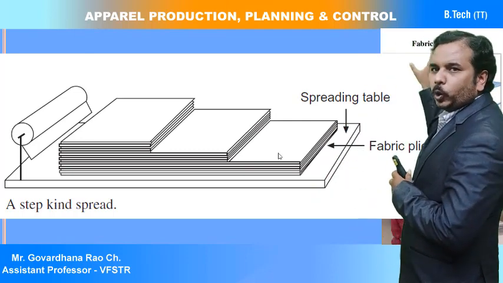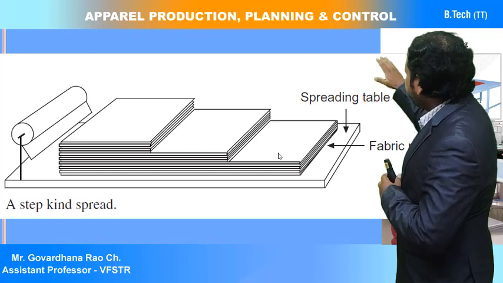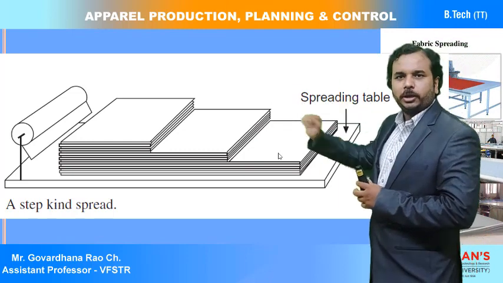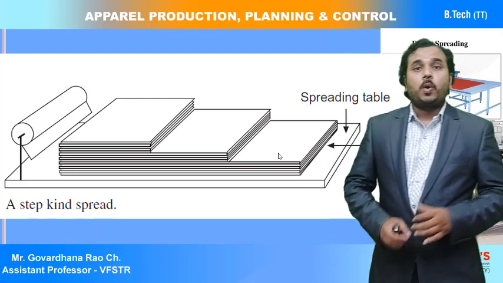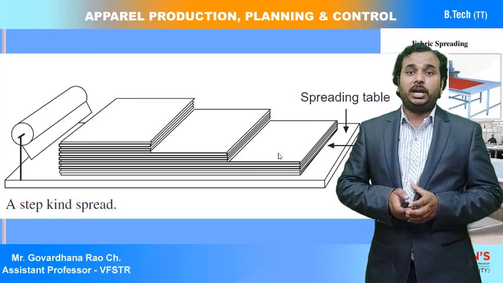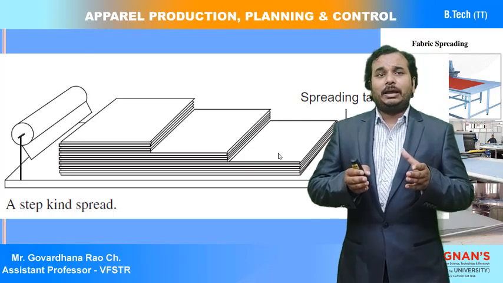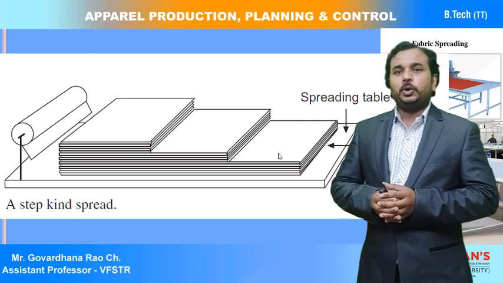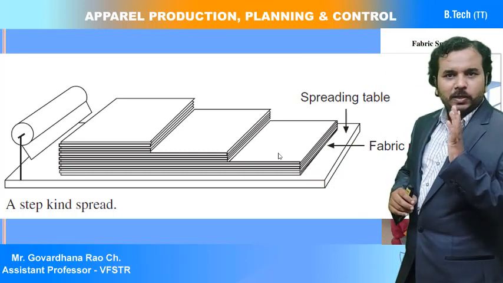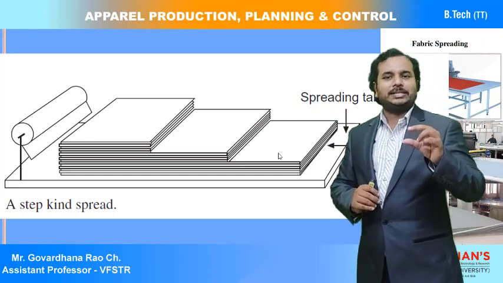Say there is a fabric roller, and from the fabric roller we are going to place the highest number of plies, then a medium number of plies, and then the lowest number of plies. This is a simple example of what a step spread is. Where you have more plies, you automatically get more garments, and where you have fewer plies, you get fewer garments.